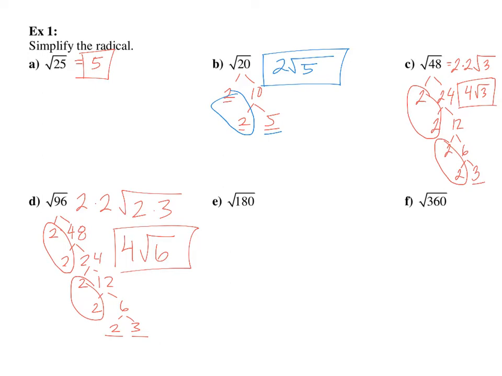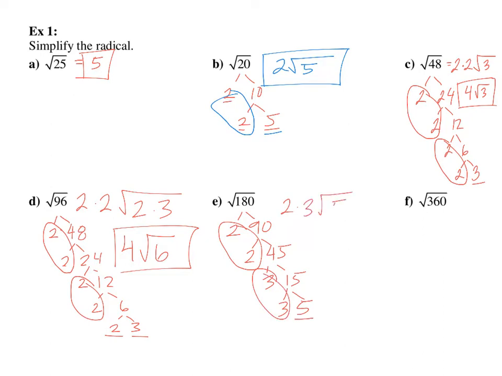Okay. Now for 180, we have 2 times 90. Then we have 2 times 45. Then we have 3 times 15. Then we have 3 times 5. All right, so I have a pair of 2's. I have a pair of 3's. What's left inside? 5. So I end up with 6 square root of 5. Done.